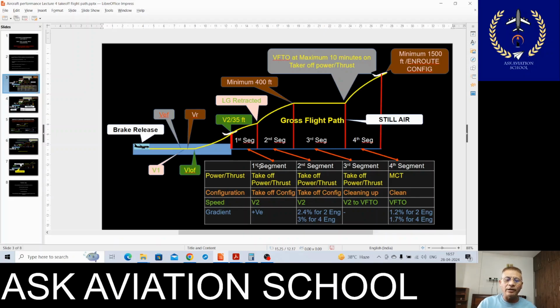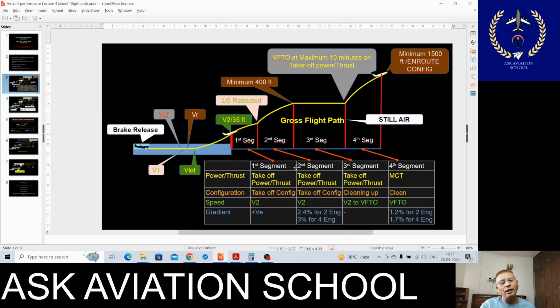As we said, the first segment commences at V2 at 35 feet and it will end when the landing gear is fully retracted. During this stage, the power or thrust rating of the aircraft will be takeoff power or takeoff thrust. The aircraft is in the takeoff configuration and you are climbing at V2 speed, and the gradient of climb is positive.